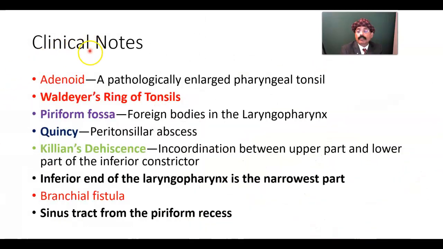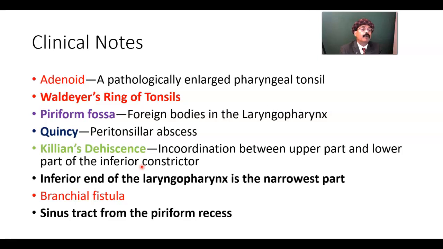We have some clinical notes, they must be emphasized. Adenoid, a pathologically enlarged pharyngeal tonsil, Waldeyer's ring of tonsil, piriform fossa, very important. Foreign body impaction may damage the internal laryngeal nerve. Quinsy, also called peritonsillar abscess, is a very acute condition, a large swelling in the oropharynx area around the tonsil, and it should be drained. Killian's dehiscence: incoordination between the upper part and lower part of the inferior constrictor, because the upper part is innervated by the pharyngeal plexus, and the lower part is contributed by the recurrent laryngeal nerve.